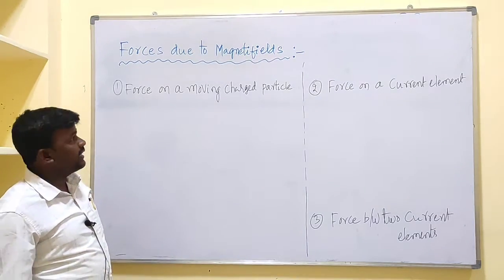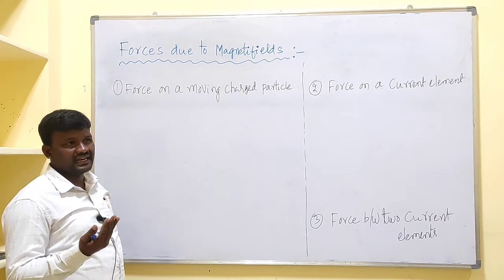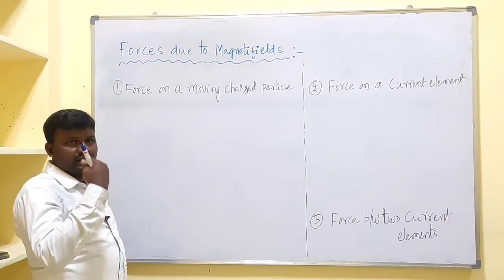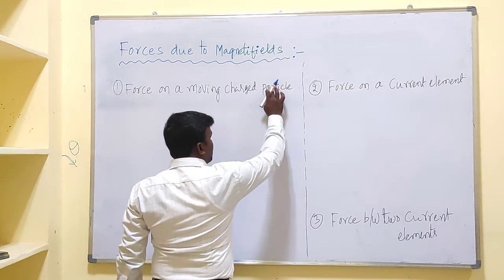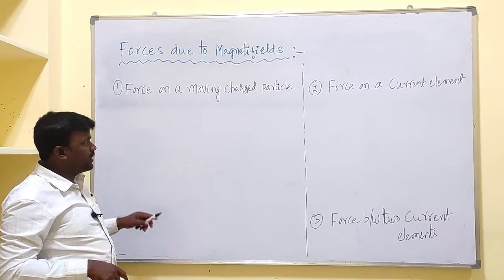We know how a magnetic field is generated. A moving charge produces the magnetic field, or else a current-carrying conductor. Current means what? Flow of charge. Flow of charge means the charge is in movement, in a moving position.